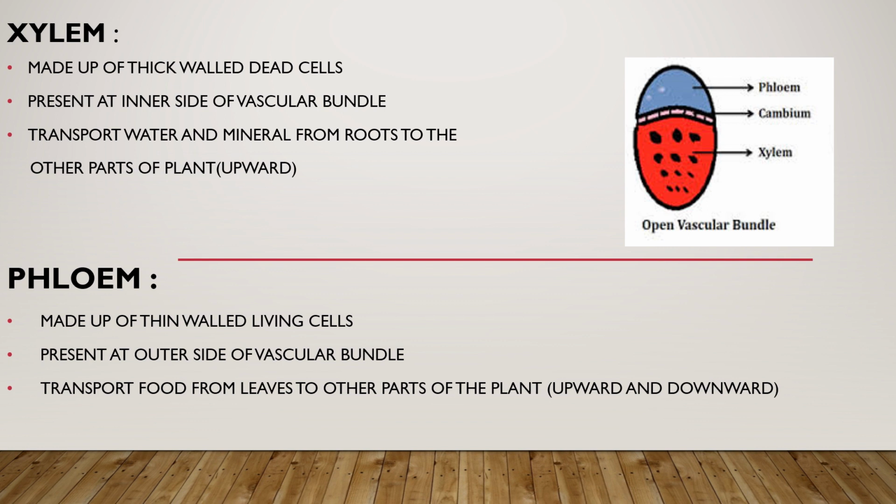Then write down the difference between the meristematic tissues and the permanent tissues, which is given at page number 5 in your book. This much you will have to do in your copy, and in our next session we will resume with the exercises and the question answers of this chapter.